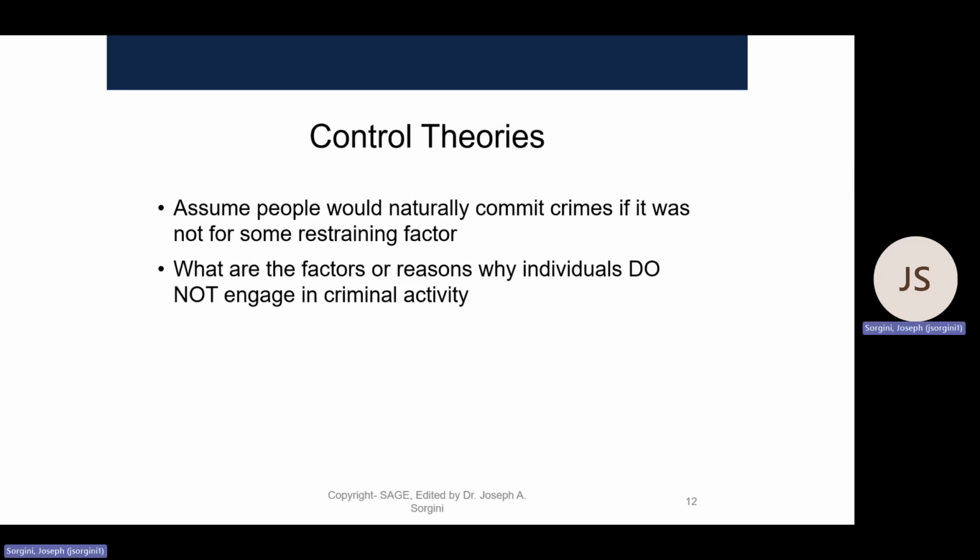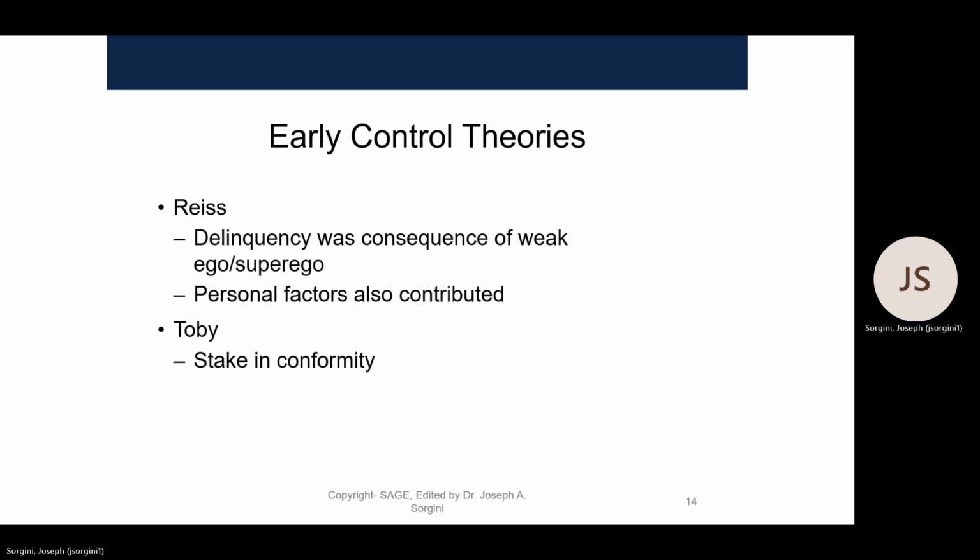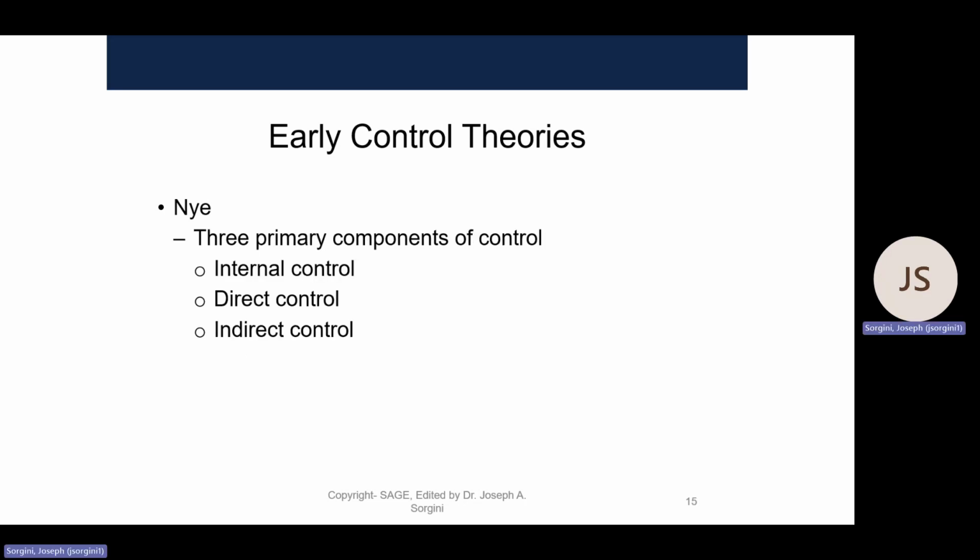In control theories, we basically looked at an assumption around, do people naturally commit a crime if there's no restraining factor in play? So what are the reasons why people don't engage in criminal activity? The early ones, Durkheim comes back around, looked at Hobbes, and then Freud. We also looked at Reiss and Toby, and then Nye.